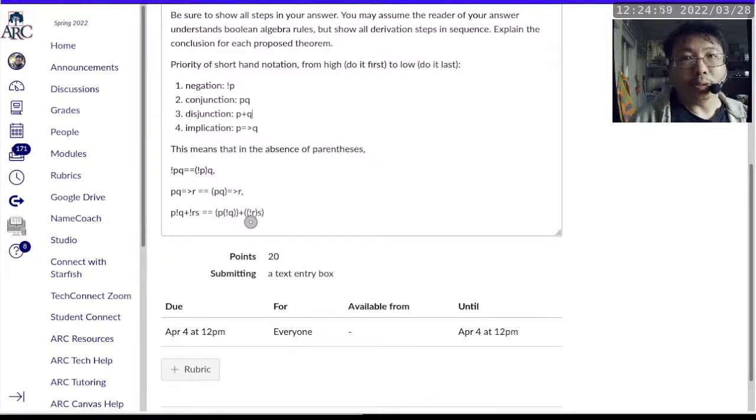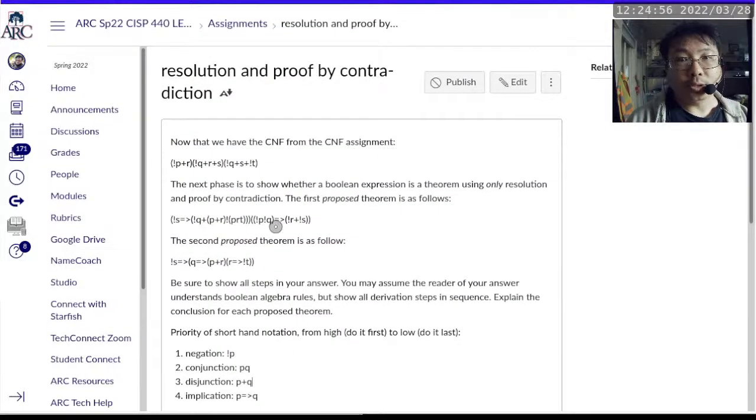I just want to make sure that everybody understands the priority, so that when you use these notations in your proof, we won't get into problems. I won't be looking at the derivation and saying, no, that does not apply, and then later on somebody comes back and says, but I thought disjunction has a higher priority, or at least the same priority as conjunction. So I just want to make sure that everything is clear for this assignment.